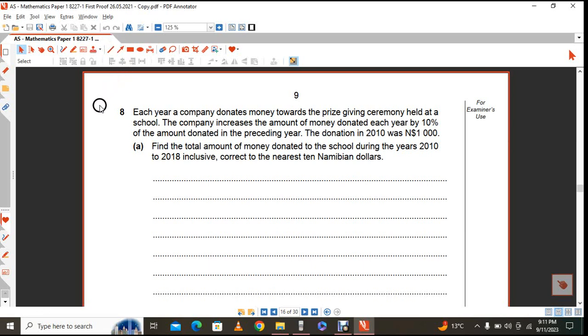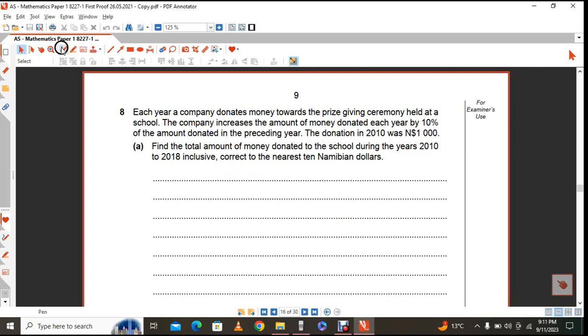I'm starting off with question 8. It says each year a company donates money towards the prize giving ceremony held at a school. The company increases the amount of money donated each year by 10% of the amount donated in the previous year.